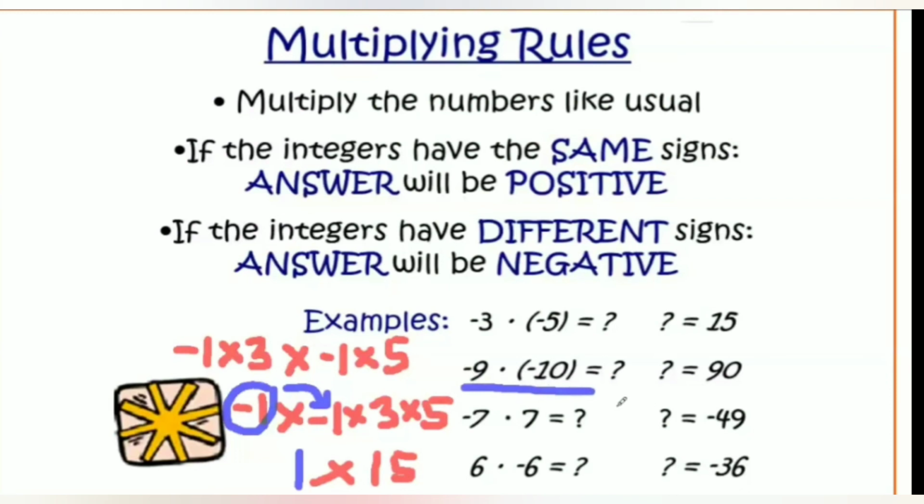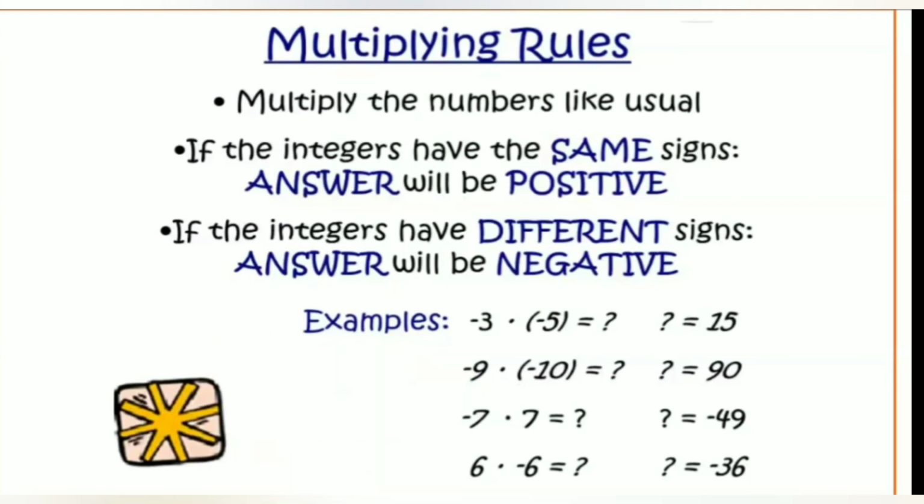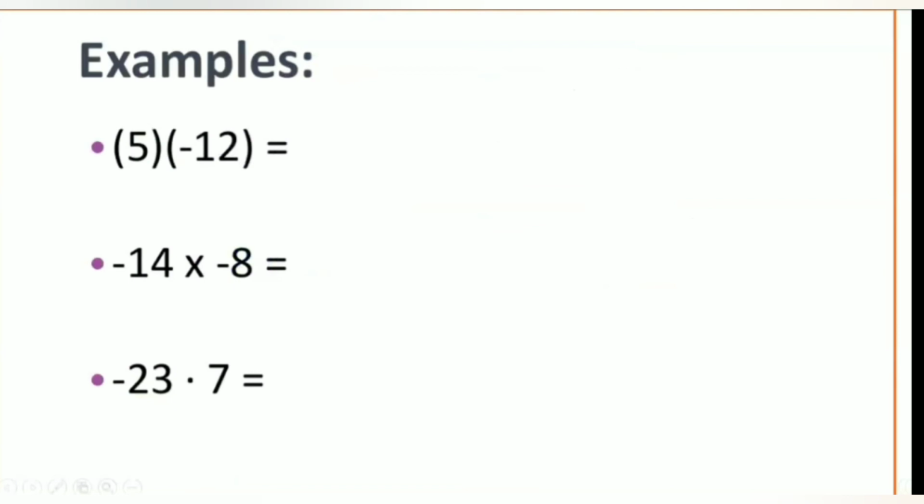All right, let's summarize it in our example here. So unlike signs, the answer is negative. So multiply as usual. 5 times 12 is 60, so 5 times negative 12 is negative 60. How about like signs? The result is positive. 14 times 8: 8 times 4 is 32, carry 3, 8 times 1 is 8, plus 3 is 11, so 112. So positive 112. Is it correct? 8 times 4 is 32 plus 80, 112. Okay, how about this one?